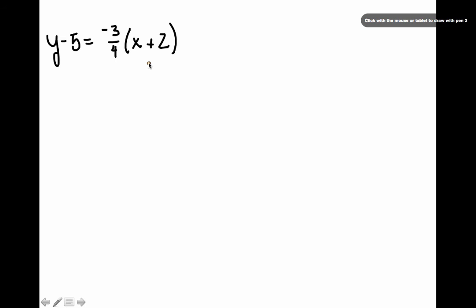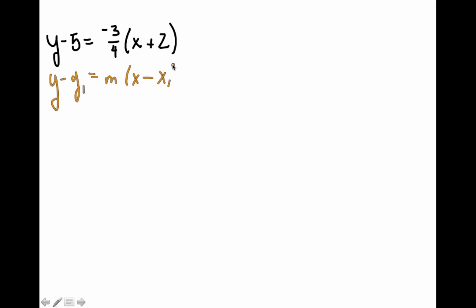But remember, point slope form looks like this. y minus a y coordinate equals the slope times x minus the x coordinate. When I see something like y minus 5 equals -3/4 times (x plus 2) in parentheses, the first thing that jumps out at me that I want you to see is the slope. And write that down. The slope is -3/4.